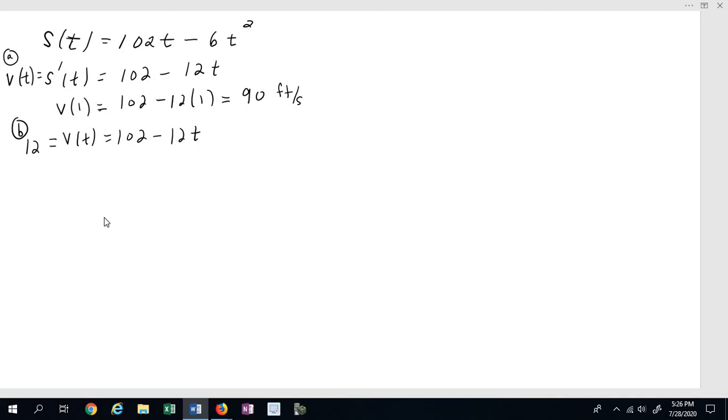So then I'm just going to solve for t here. Now to solve for t here, I'm going to subtract 102 from both sides, and that leaves me with minus 90 on the left. The 102 cancels out here because I'm subtracting it, and so I'm left with negative 12t. And then I divide both sides by -12, and that will give me my t. So, of course, the negative and the negative give you a plus, and so it's just 90 over 12, which happens to be 7.5, and that's in seconds.